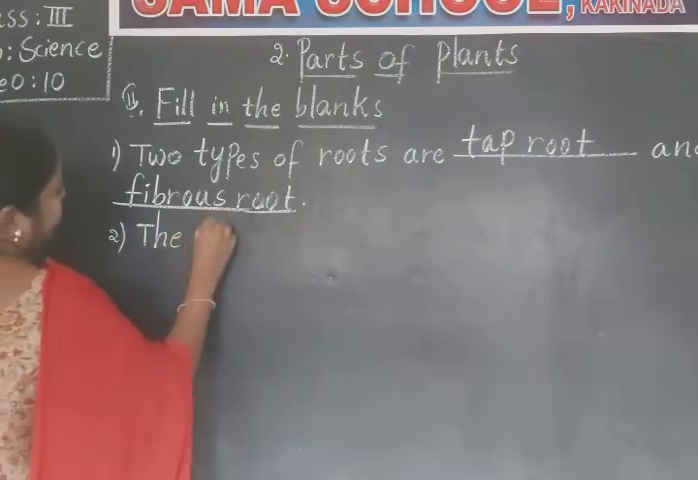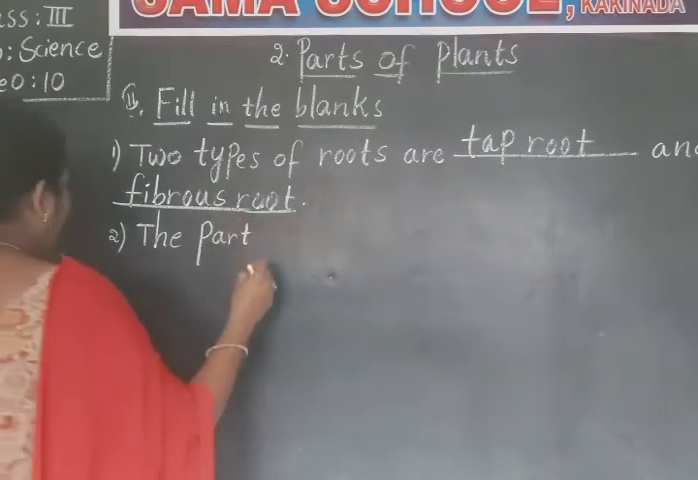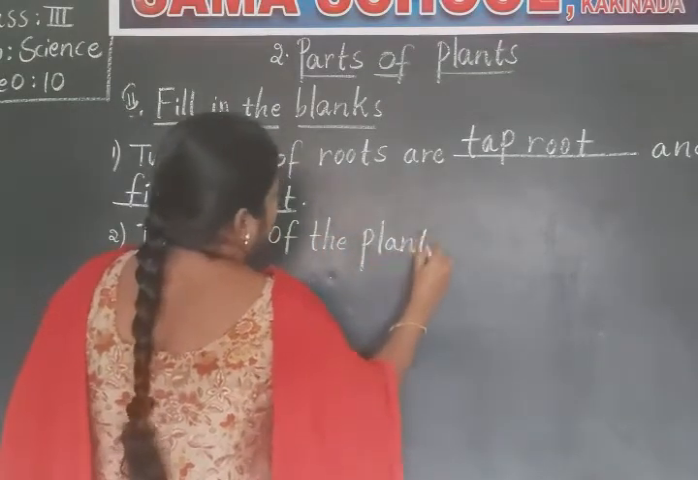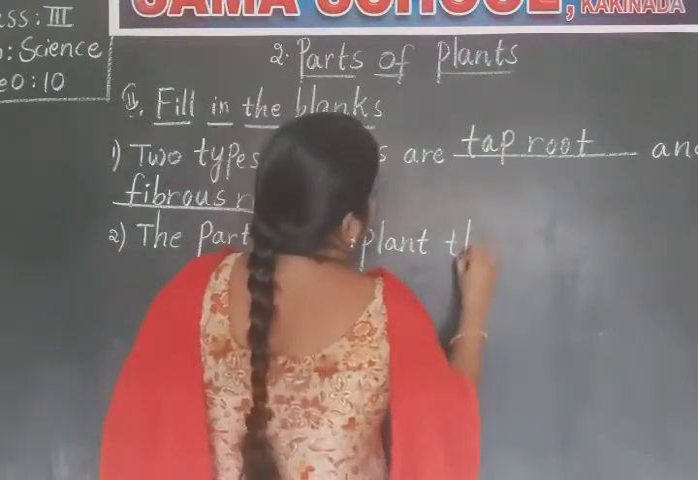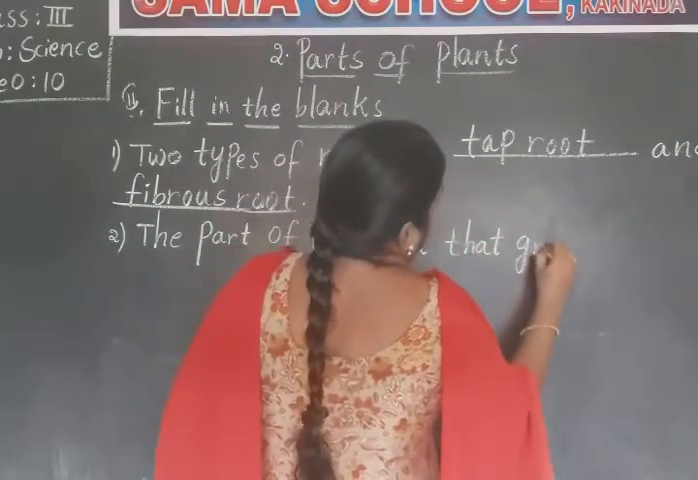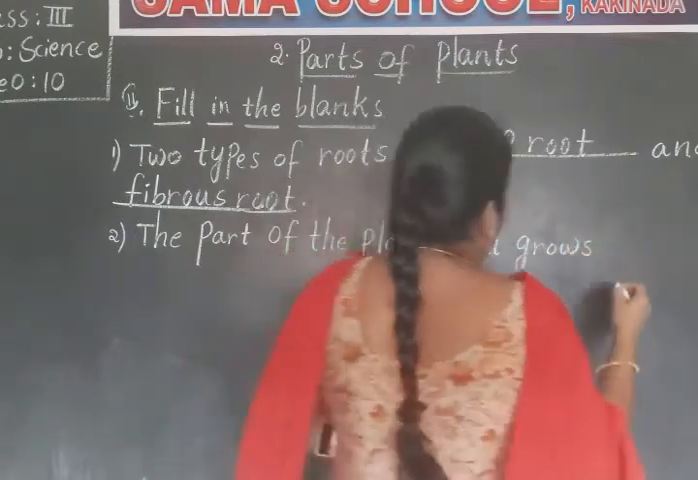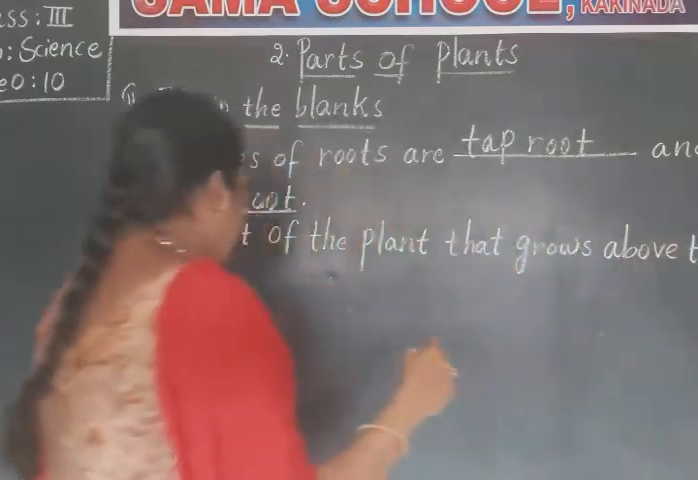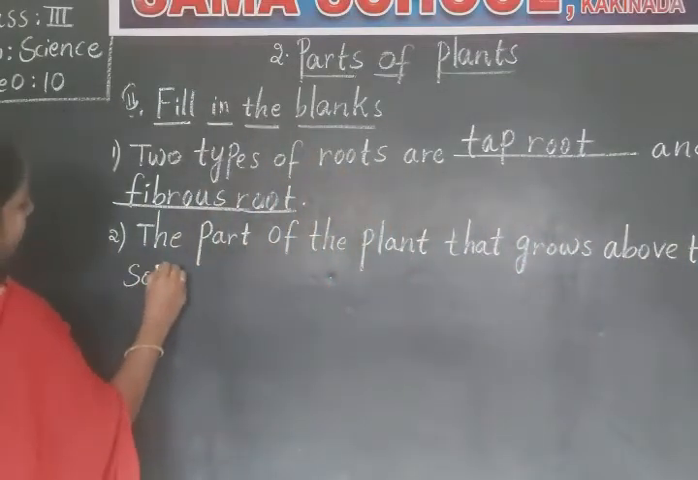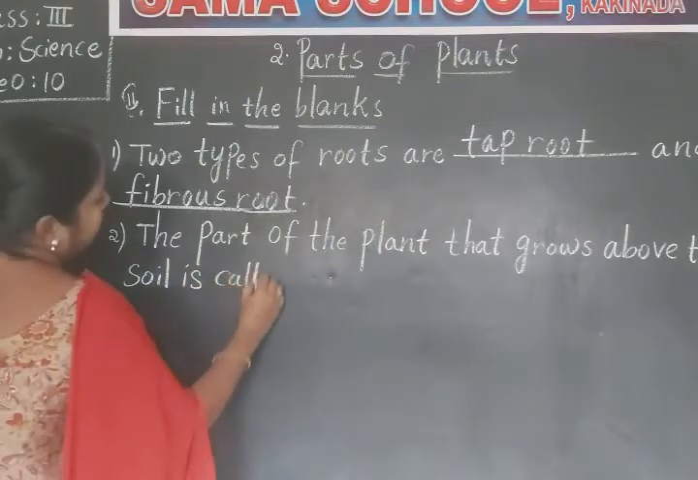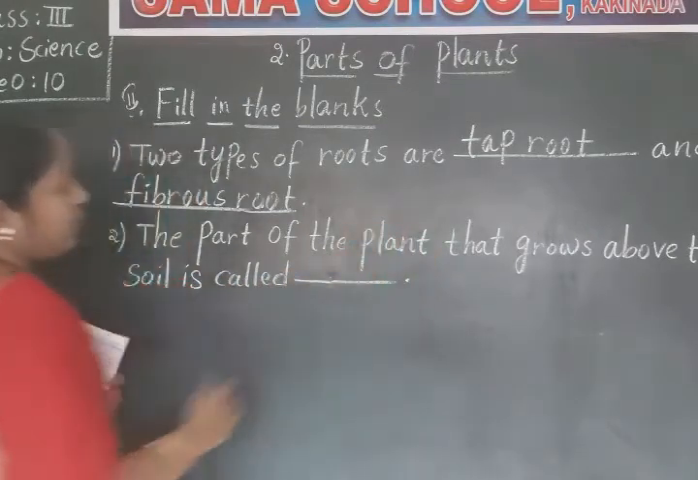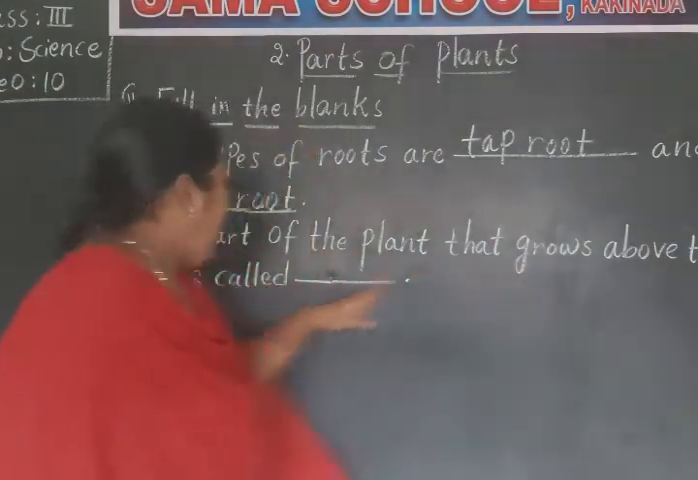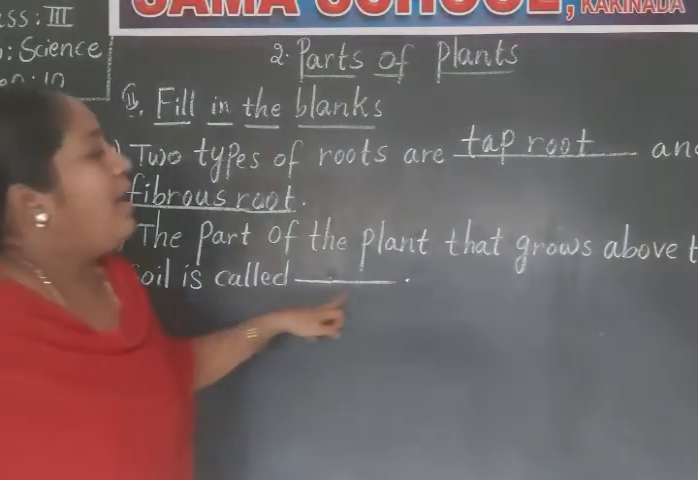The part of the plant that grows above the soil is called dash. Okay, see the question, children. The part of the plant that grows above the soil is called dash.